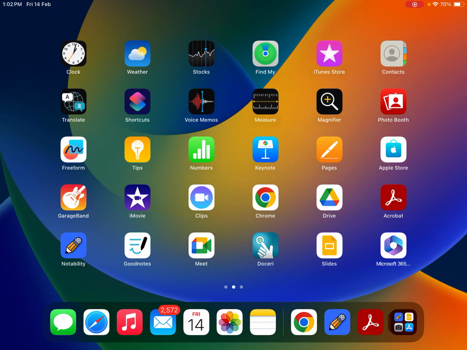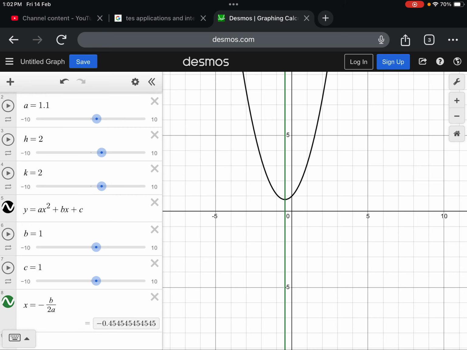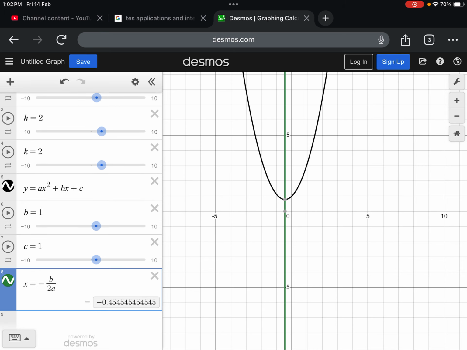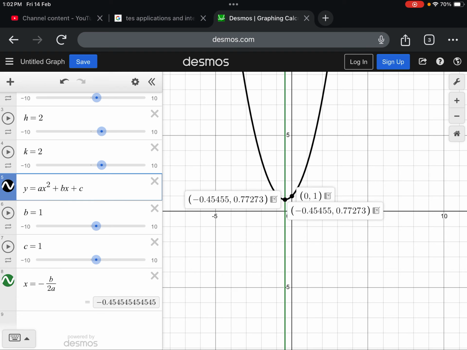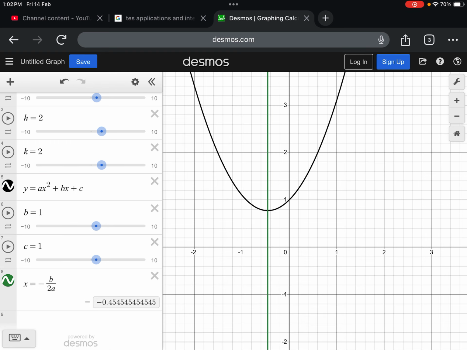So let's go back to the graph again. I'm going to put this in. And we know that the minimum part of the graph is somewhere, let me just zoom in a little more. The minimum point is going to be somewhere here.